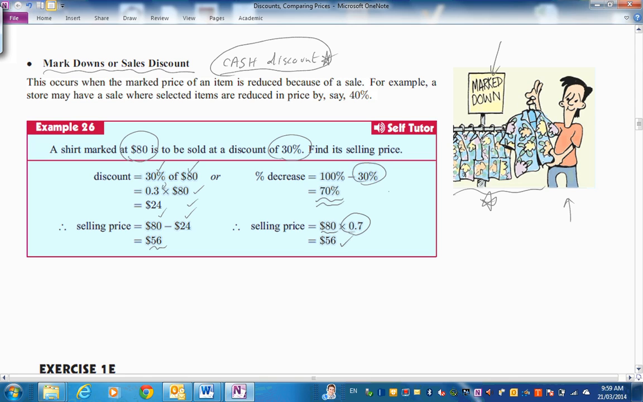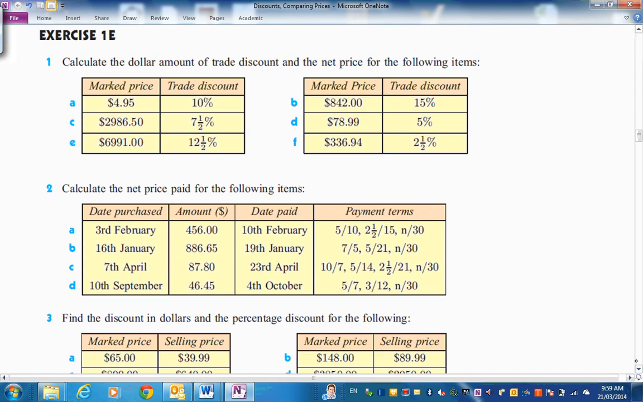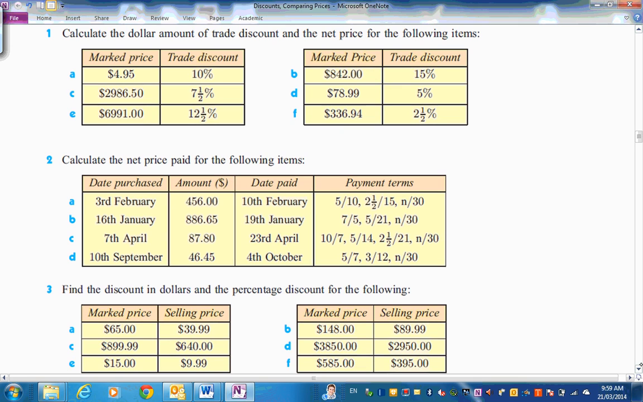Do you get it? Now I've split Hayes and Harris questions up into sections, so we're going to do those discount methods first in exercise 1E, and there are the 3 questions from that textbook, and I'll just bring them all up there so you can see the first 3 questions.